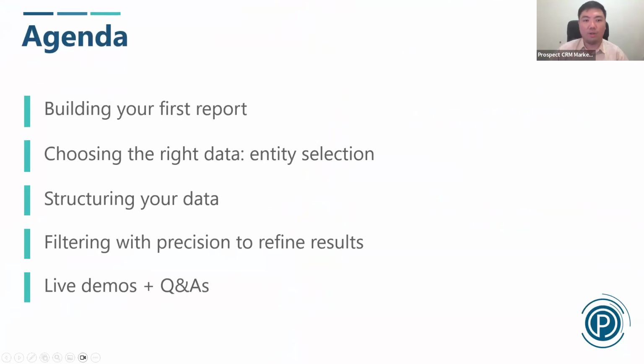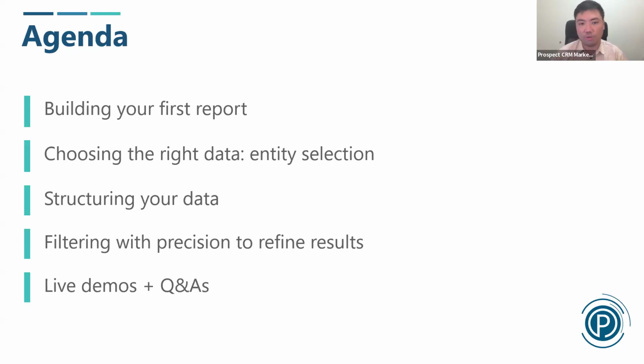All right, so let's take a quick look at what we'll be covering in today's session. We've broken it down into 4 key areas to give you a complete understanding of how we can effectively build and structure reports for accurate data analysis. First, we'll start by building your first report. In this section, I'll guide you through the process of creating your very first report, covering the basics and helping you get started with reporting tools.